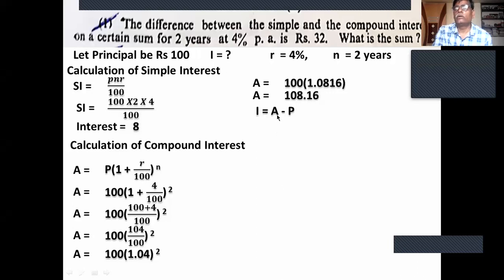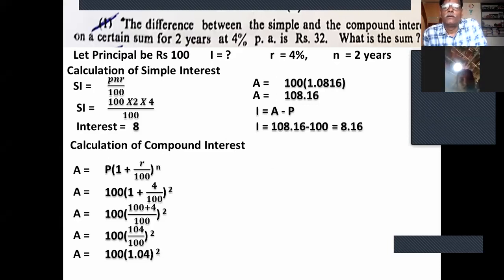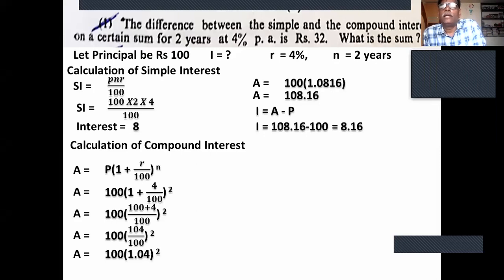So interest is equal to amount minus principal. Amount is 108.16, and principal value is 100. We consider 100 as principal. Therefore, if you deduct principal from the amount, it is equal to 8.16. So 8.16 is the compound interest. Then simple interest is 8 rupees. I calculated simple interest and also compound interest.